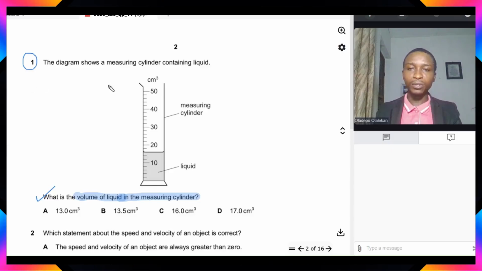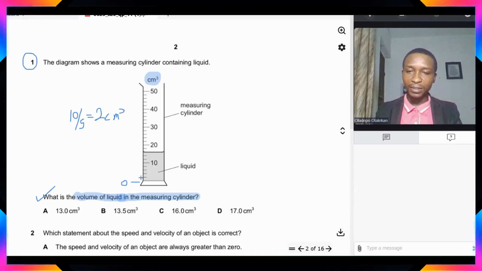To do that, we need to get the graduation or the calibration of the measuring cylinder, and the cylinder is actually calibrated in cubic centimeter. So let's check the interval from the origin, which is the starting point, to 10 cm³. We have 5 intervals, so we do 10 divided by 5. That gives us 2 cm³. So that implies that each of those small intervals represents 2 cm³.